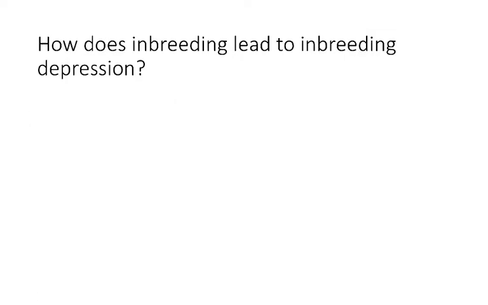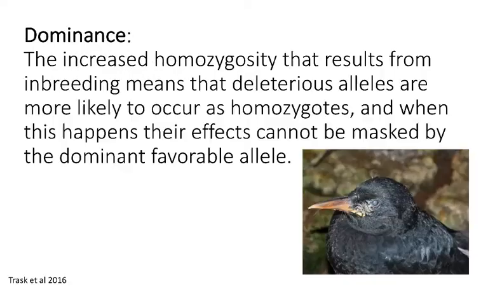So let's think about how inbreeding leads to inbreeding depression itself. We'll talk about a couple of different ways this happens. The first mechanism is known as dominance. Overall, the increased homozygosity that results from inbreeding means that deleterious or harmful alleles are more likely to occur as homozygotes. And therefore, when that happens, they can't be masked by a dominant allele.